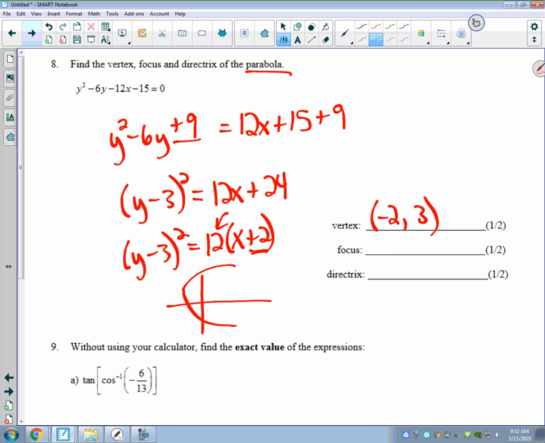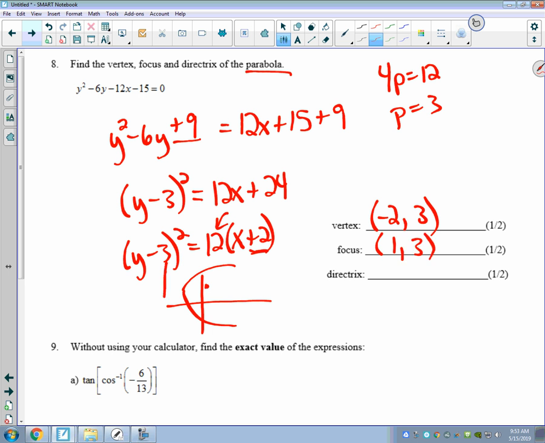This is equal to 4p. So 4p equals 12. So p equals 3. The focus is inside the parabola. So I'm going to move 3 to the right. And so if I add 3 to negative 2, that would be 1, I do believe.